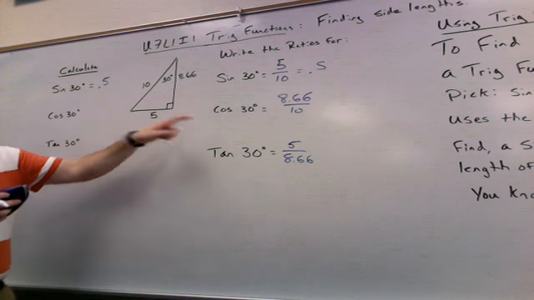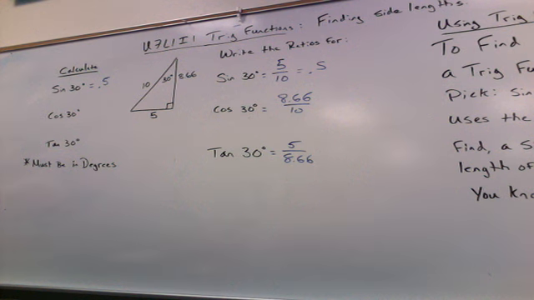All right? All right. Cosine 30. Let's calculate that. So type in your calculator cosine 30 and hit enter. I got it already.